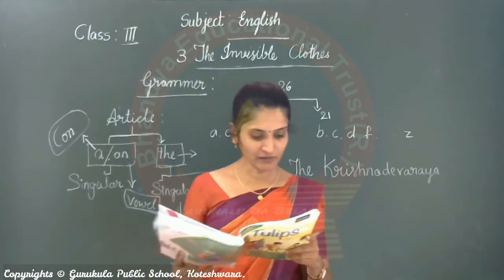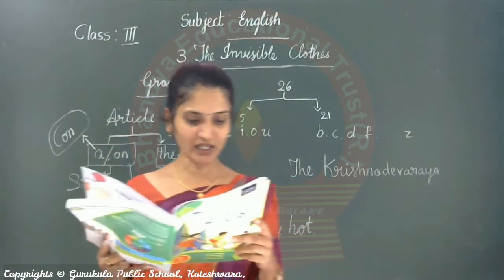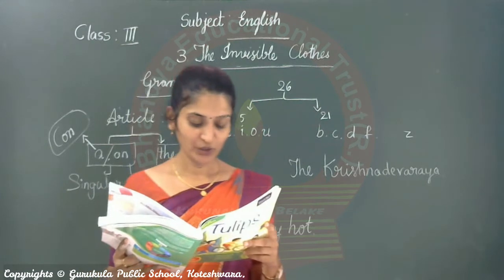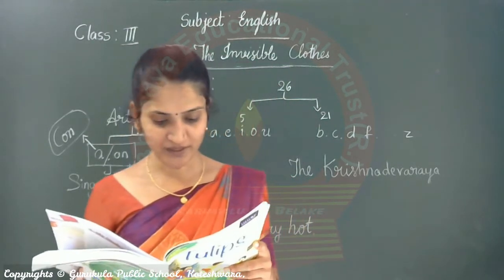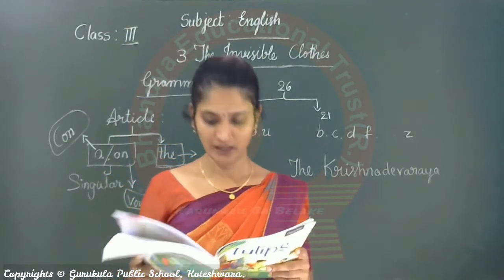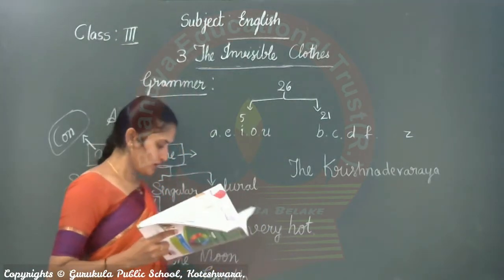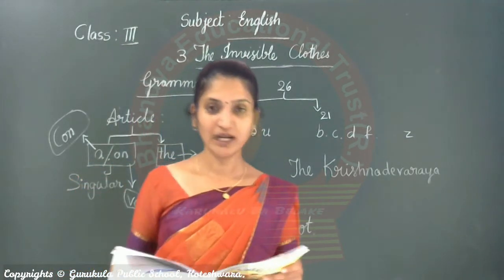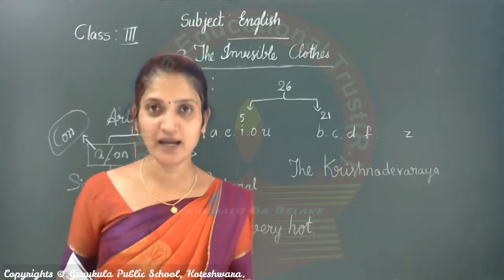See, here they gave a passage. You have learnt the use of a and an. Complete the following story using a, an or the. These three articles you can write. Okay. First, I'll read once again. You can try to get the answer.